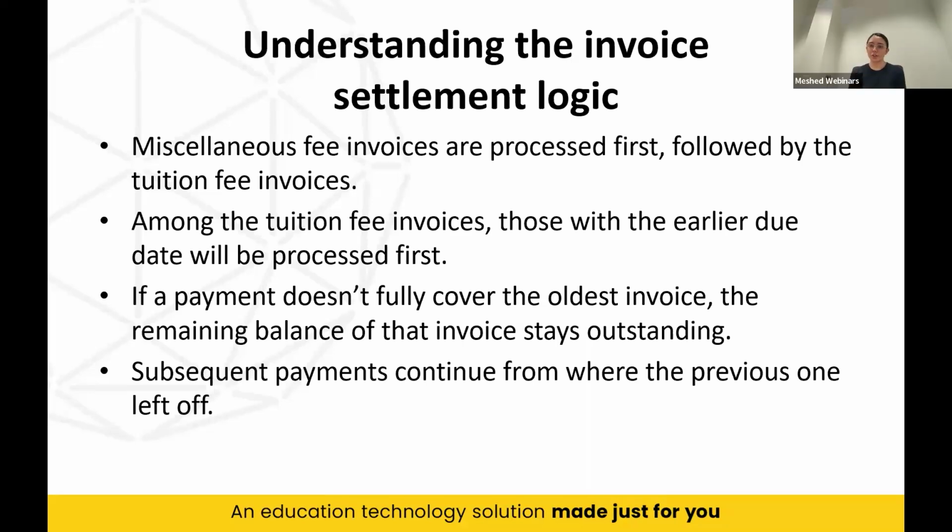If it doesn't fully cover an existing invoice in the system, then the payment will be partially allocated to that particular invoice. For example, for a $2,000 invoice for a student, if only $1,000 has been imported, then that $1,000 will be allocated as a partial payment for that particular invoice. The remaining $1,000 will still show as outstanding for the student.